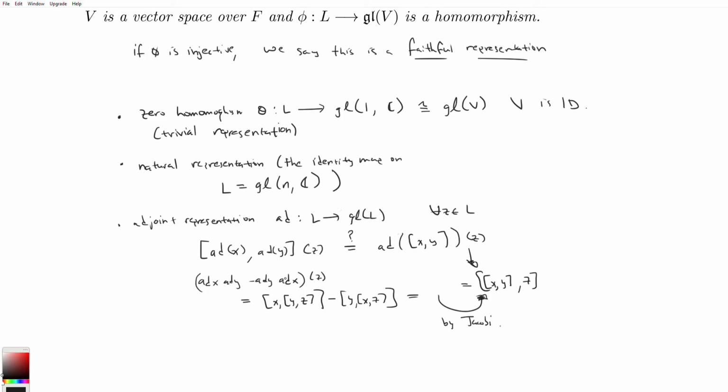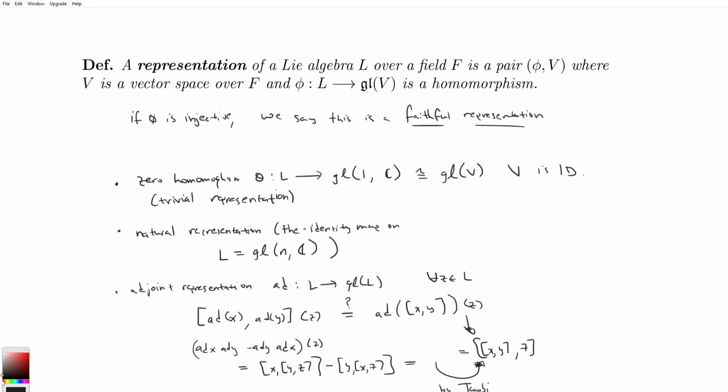And so it immediately follows that this is a homomorphism, and because it's going into GL of L, where we look at L as a vector space, it's a representation. As I said, this will be one of our most important representations. And to come back here, the book makes a distinction that for all our purposes, L will be finite dimensional.